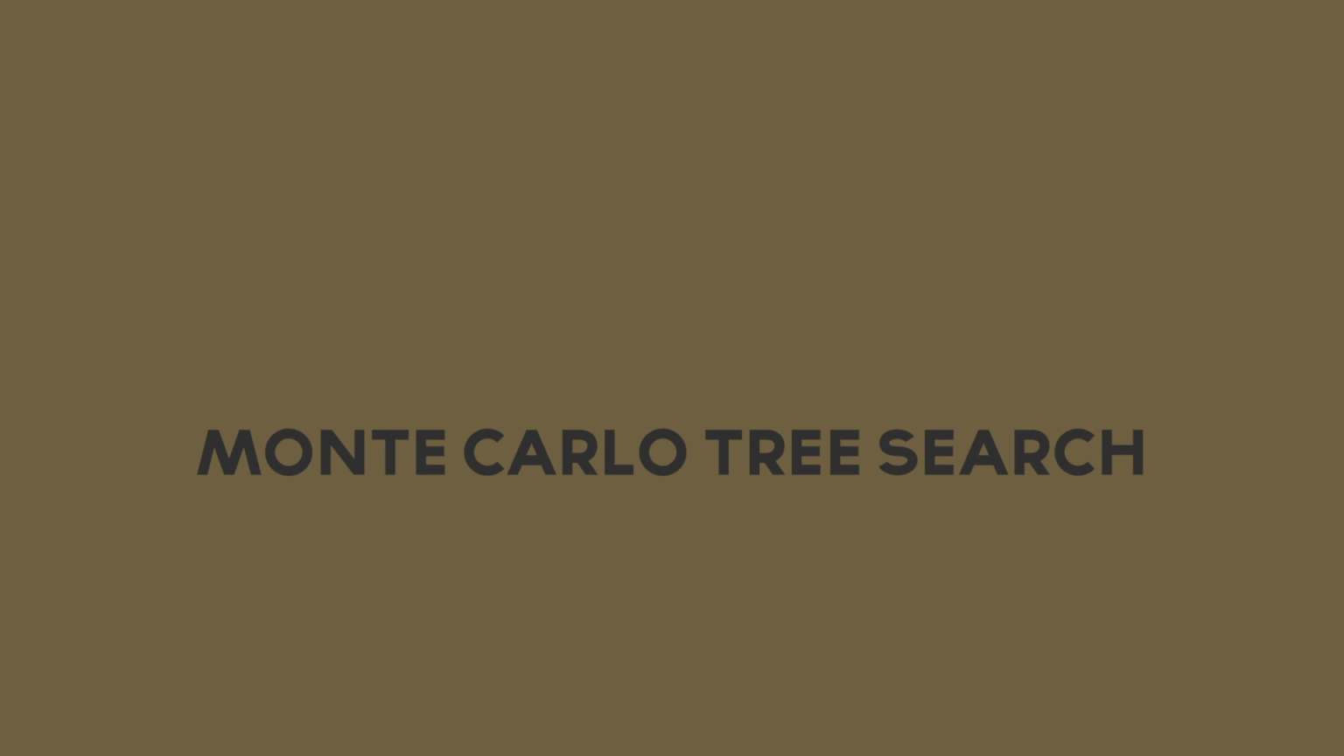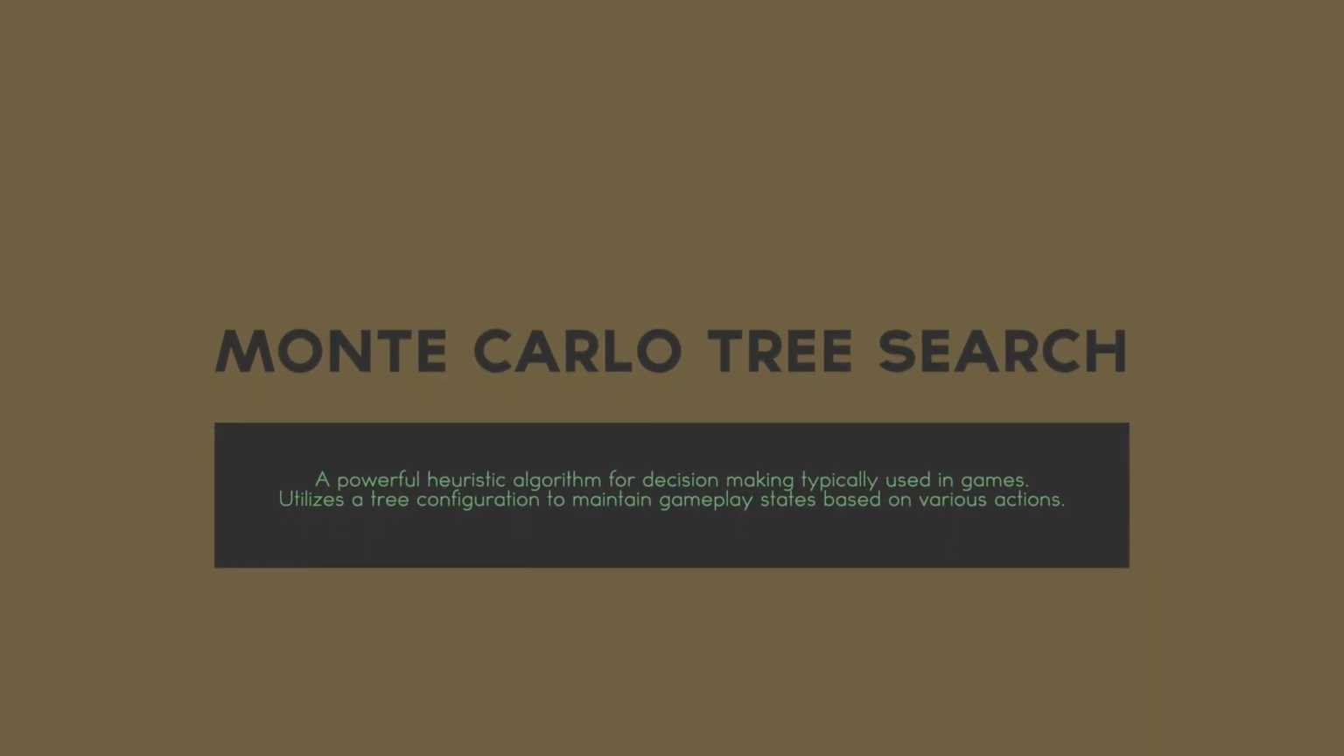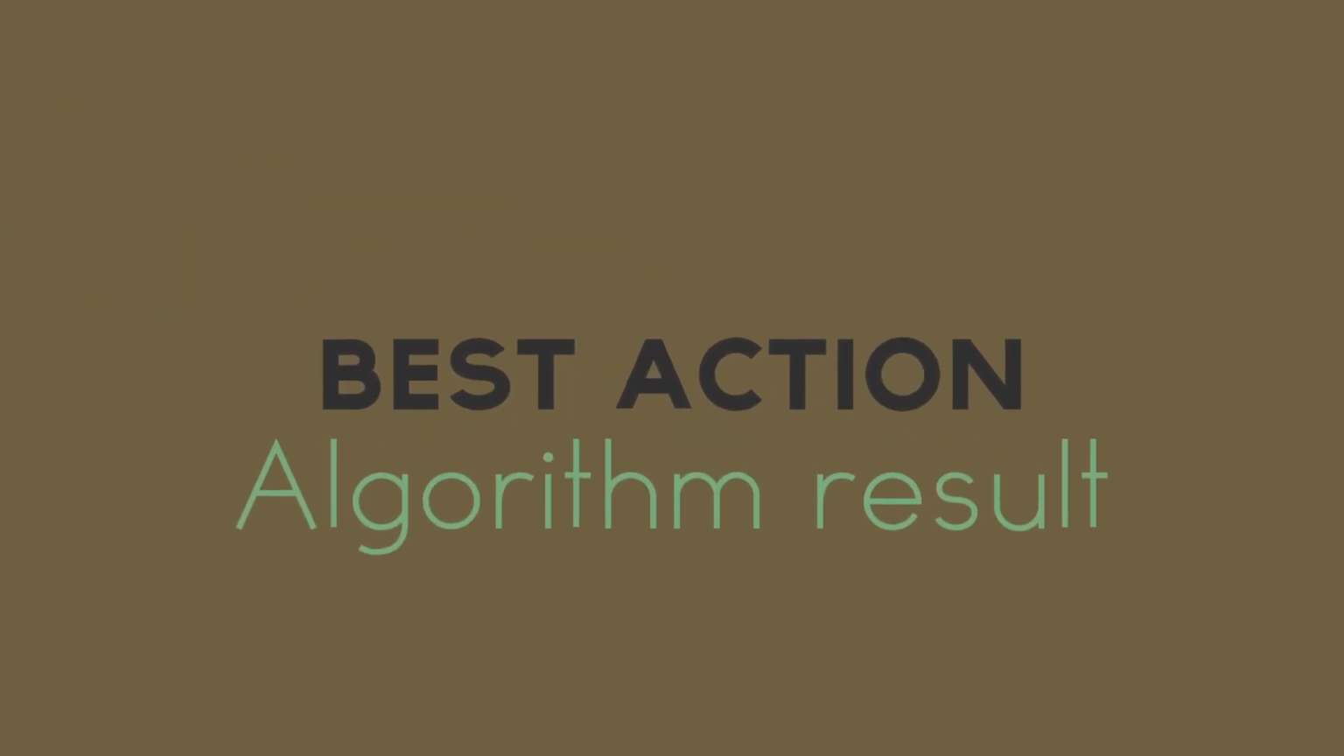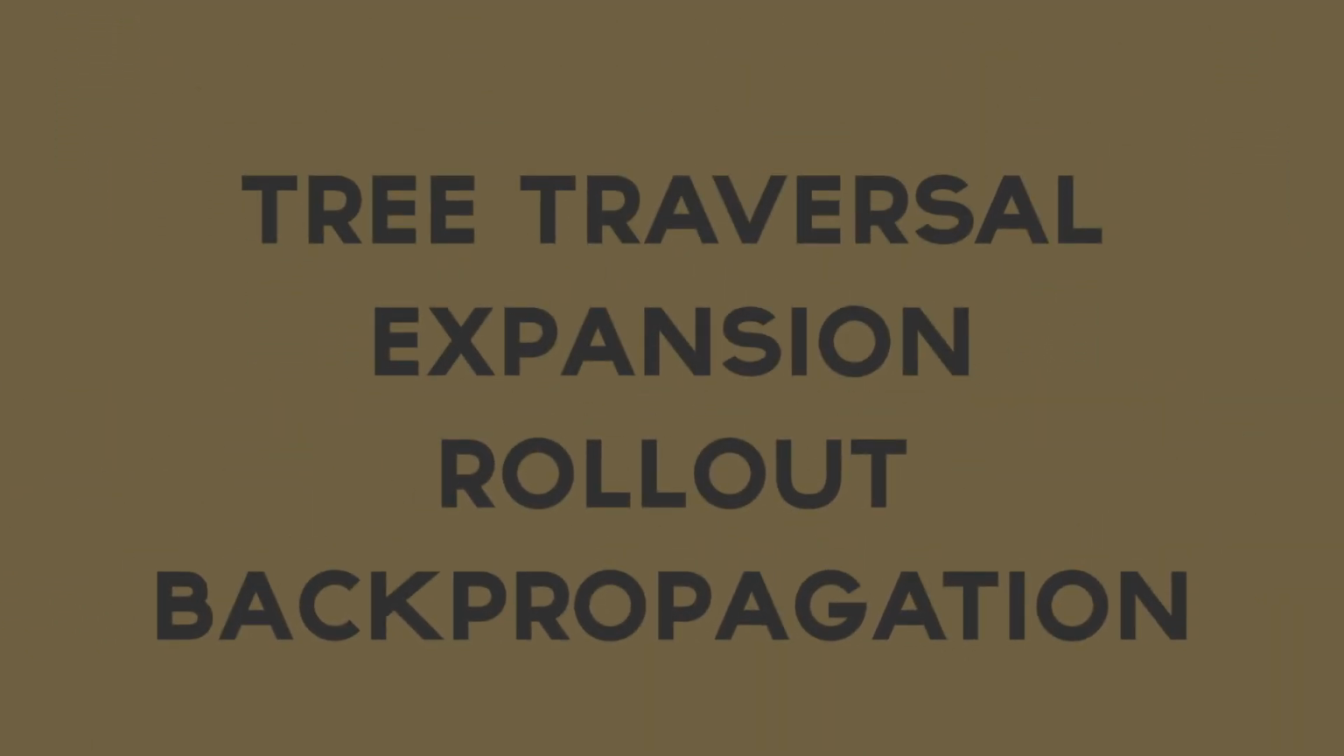This algorithm is very powerful and customizable. A tree configuration is used because the state will need to have nested states that are connected, and this can become deeply nested depending on the root state and the complexity of the game. The object of the algorithm is to take any current game state and provide the best action to choose. There are 4 phases to Monte Carlo Tree Search: tree traversal, expansion, rollout, and backpropagation. For this algorithm, nodes are referred to as states.